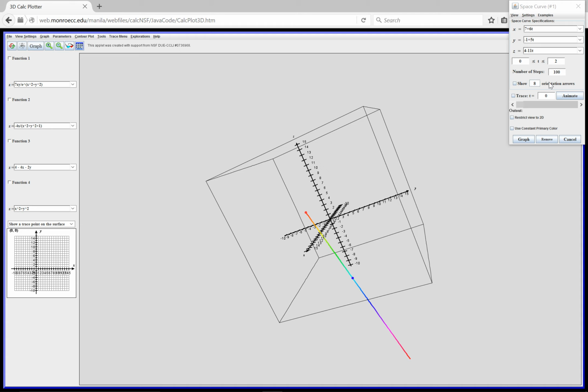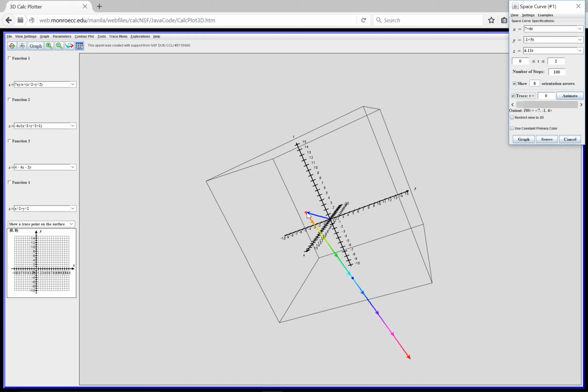Now, you can add orientation arrows, and it tells you which direction it's going. You can step it through, and you can watch as it goes through where it's at, kind of. You should be able to see it, although I'm not seeing it on there. Oh, I didn't hit trace. So if you hit trace, remember, it's actually tracing out where you are. So it's actually tracing out the vector. So from 0 out to here, that is that collection of points.